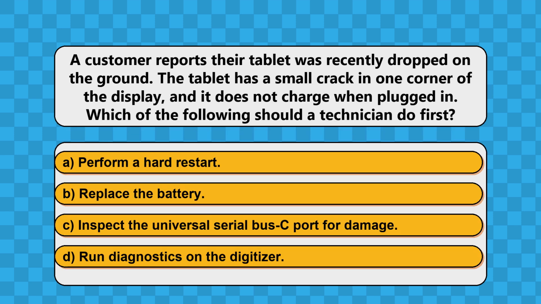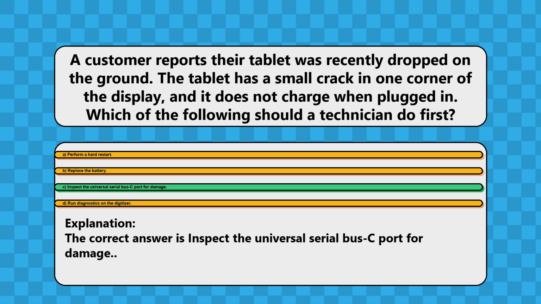Question 19. A customer reports their tablet was recently dropped on the ground. The tablet has a small crack in one corner of the display, and it does not charge when plugged in. Which of the following should a technician do first? Option A, perform a hard restart. Option B, replace the battery. Option C, inspect the universal serial bus C port for damage. Option D, run diagnostics on the digitizer. The correct answer is option C, inspect the universal serial bus C port for damage.